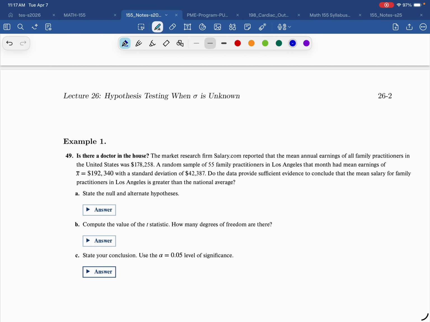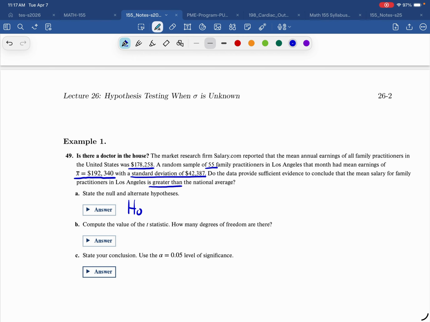You can pause to check out the prompt for example 1. Just a couple of bits that we're highlighting right here. This is the estimated population mean. We have a random sample of n equals 55. This is your sample mean. This is your sample standard deviation. And then they're wondering if LA doctors make more on average than the national average, right?